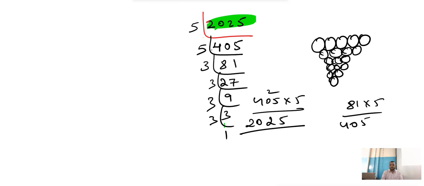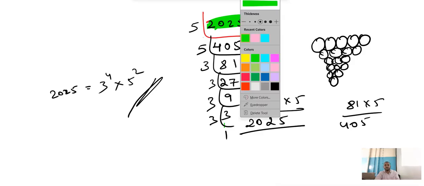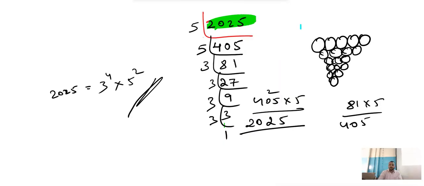So 2025 can be written as 3 how many times? 4 times. 5 2 times. So this is called the product of prime factors. Now, interesting. Can you see something interesting here? Can you see these numbers? These all are prime numbers. Wow.